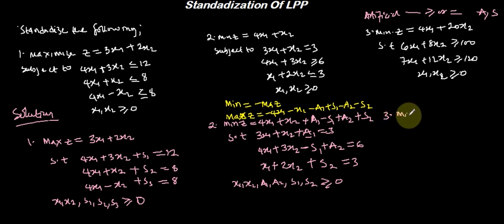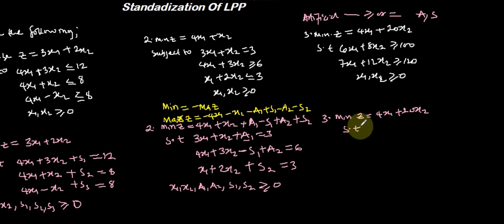So let's look at example 3 here. We are to minimize z equal to 4x1 plus 20x2, subject to 6x1 plus 8x2, greater than or equal to. That means we are going to subtract our surplus variable s1 and include our artificial variable a1, and we equate this to 100.